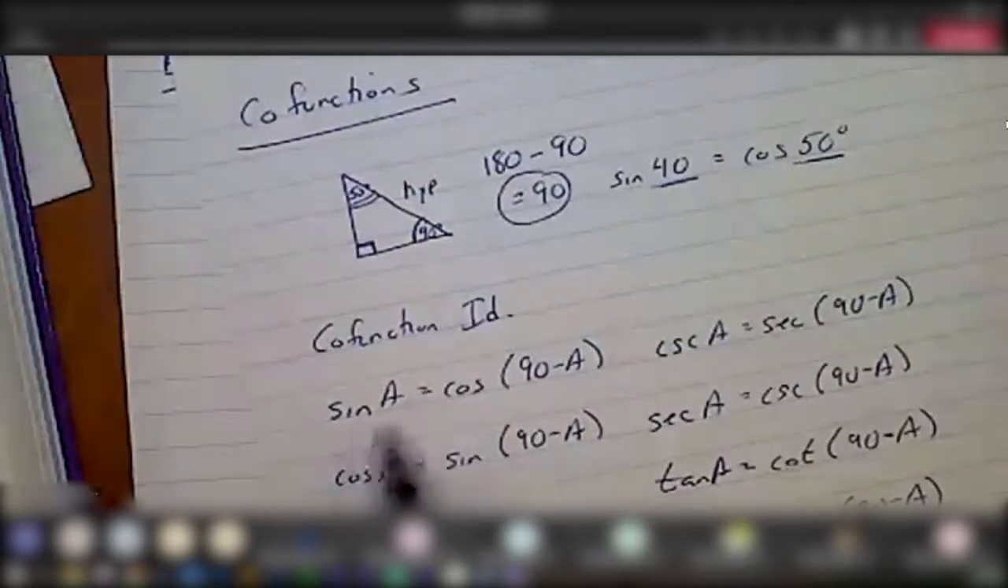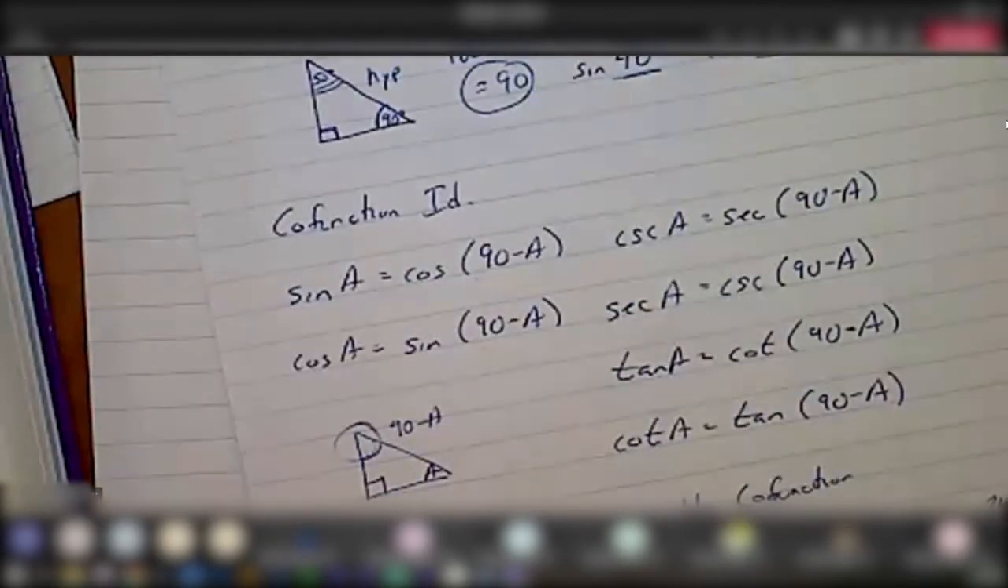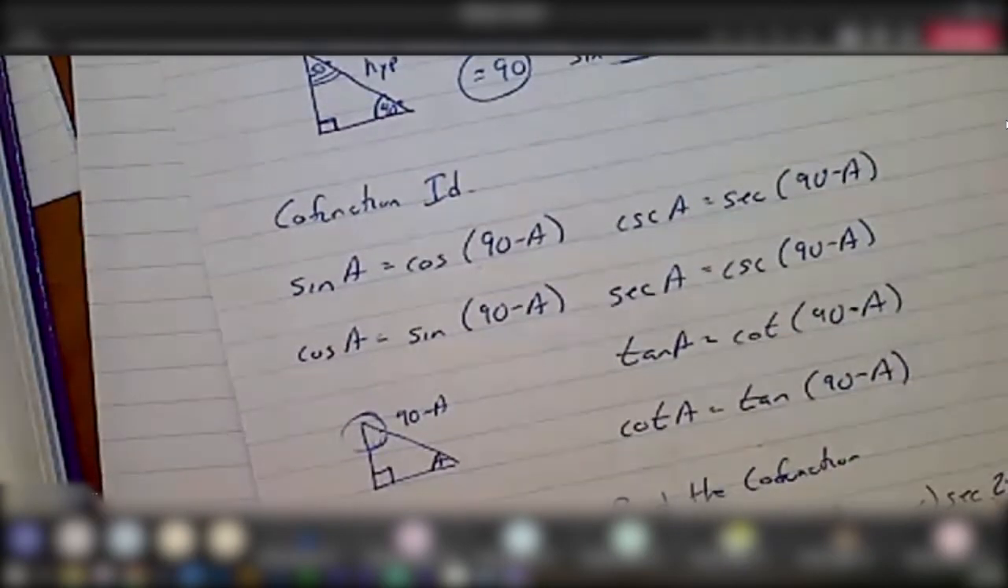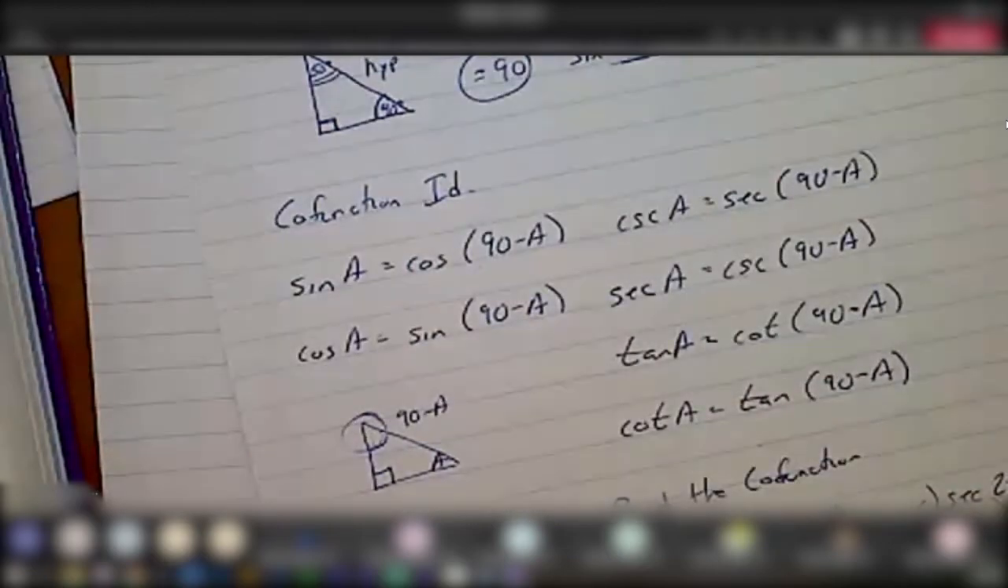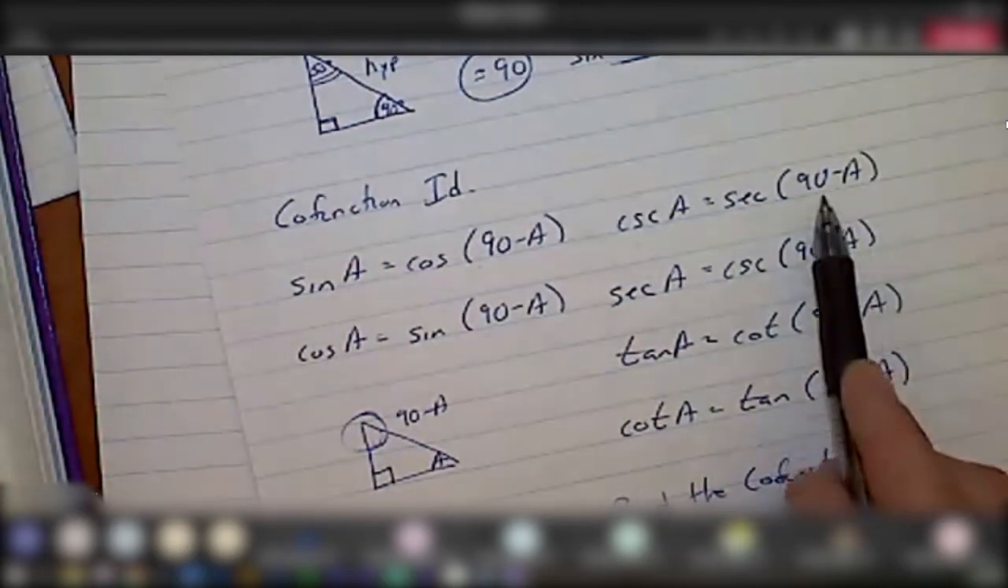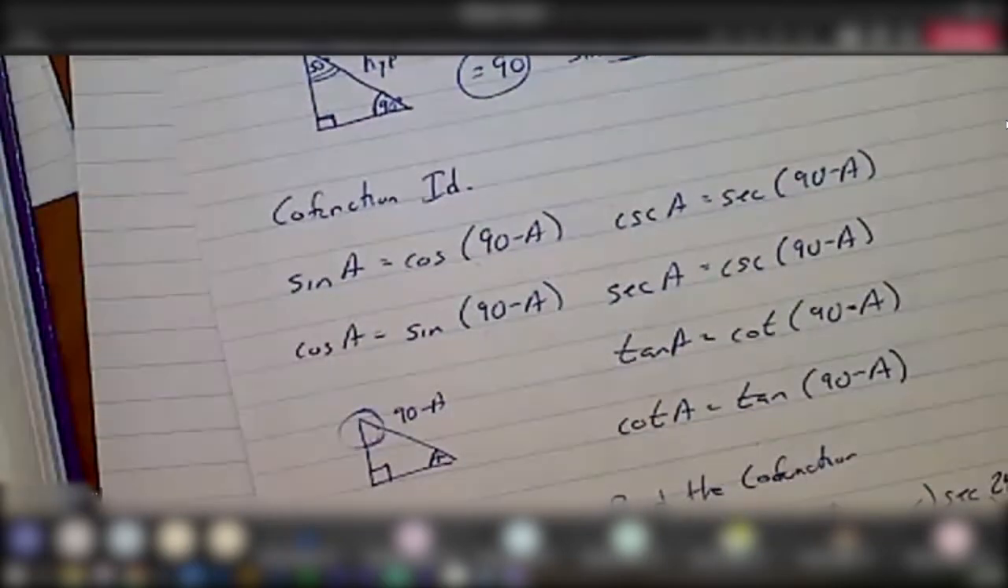If we are telling you that sine equals cosine, or cosine equals sine, or secant equals cosecant, if we're telling you that these things are equal to each other, that's cofunctions, and that only exists when we're in the same triangle. And that means that those other two angles in the triangle must add up to 90 degrees.